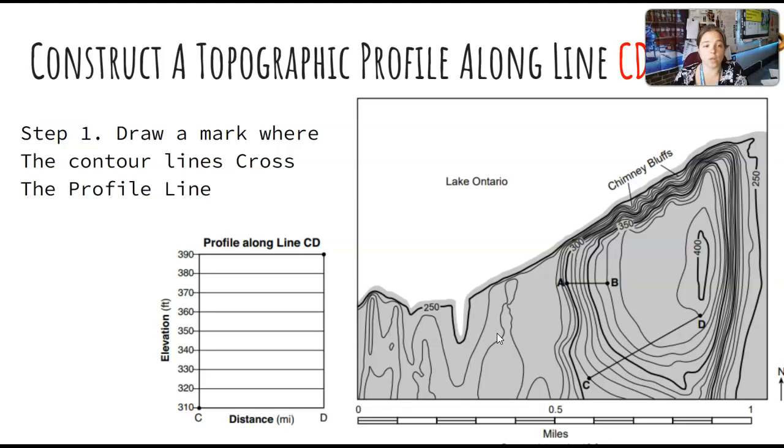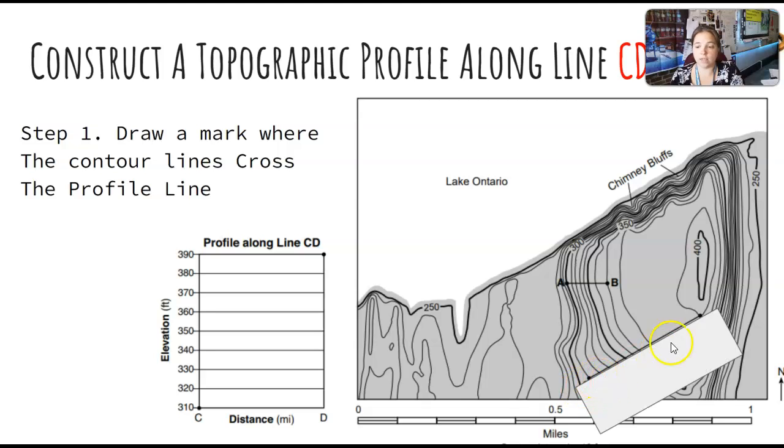Draw a mark where the contour lines cross the profile line. So you get your paper up, you set it against C to D, and then you mark C to D. You will mark as if you're drawing straight through each line, like this. Now that you have all your lines, you have to start labeling them so you know which one's which. This is your C, this is your D. Make sure I always put them down. But you have to go back.